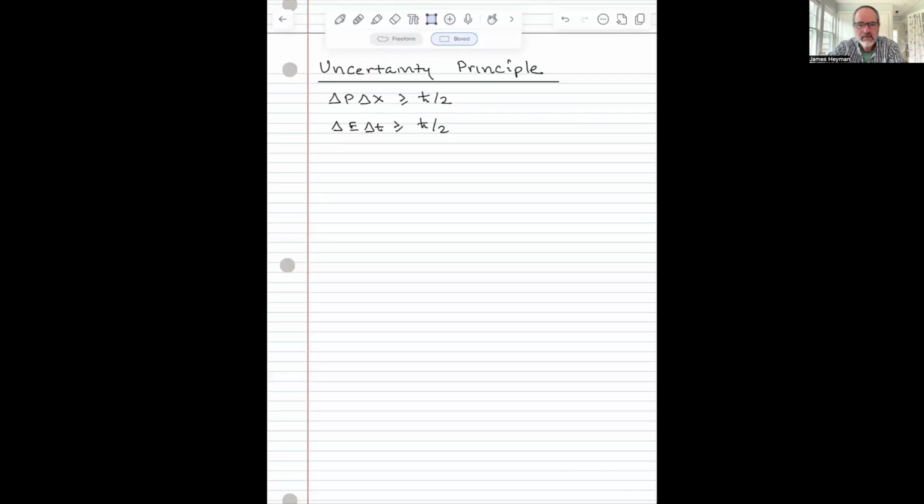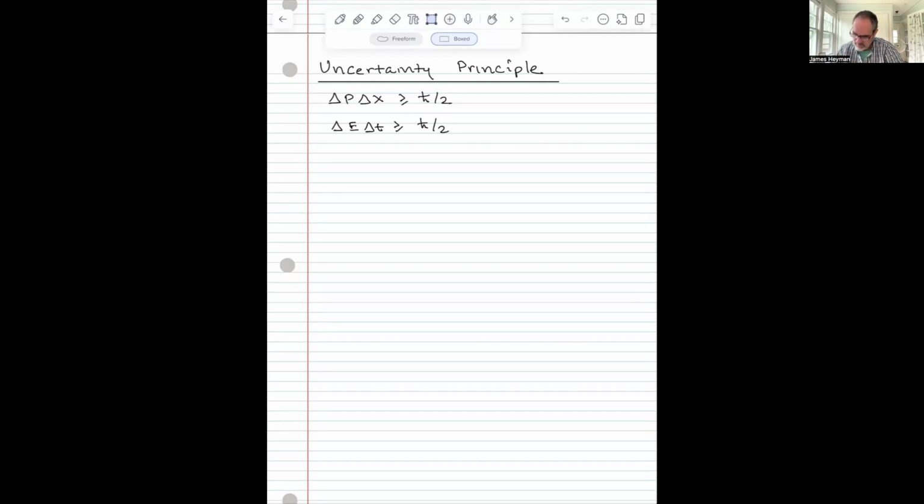All right. Well, let's start talking about the connection between the uncertainty principle and the wave properties of matter. Here's the uncertainty principle. Delta P, delta X greater than or equal to h bar over 2, and delta E, delta T greater than or equal to h bar over 2.